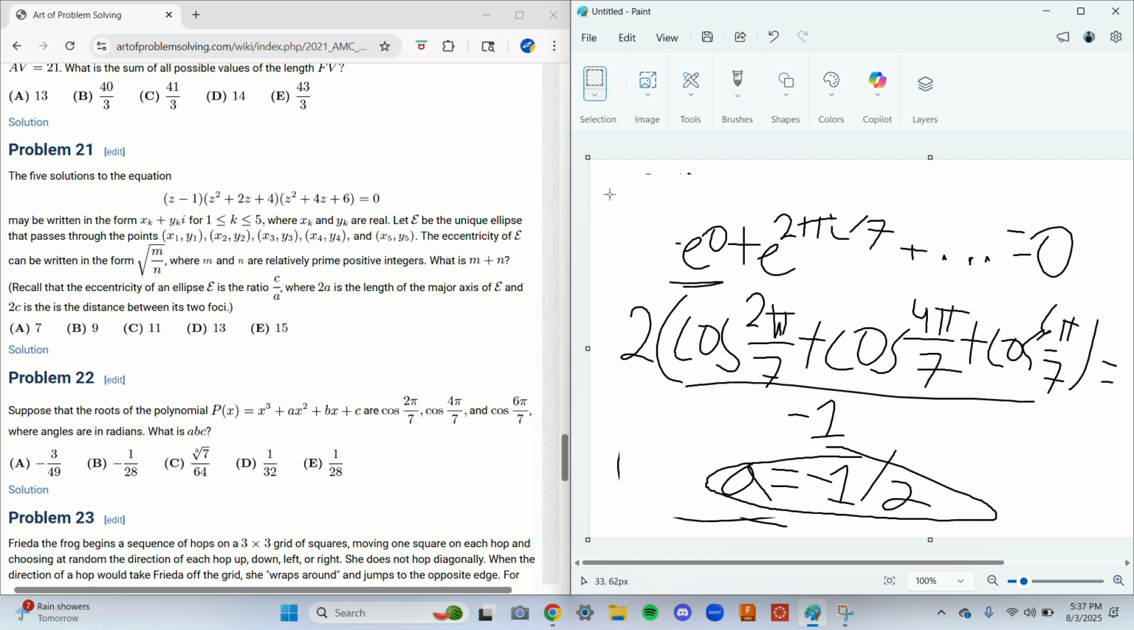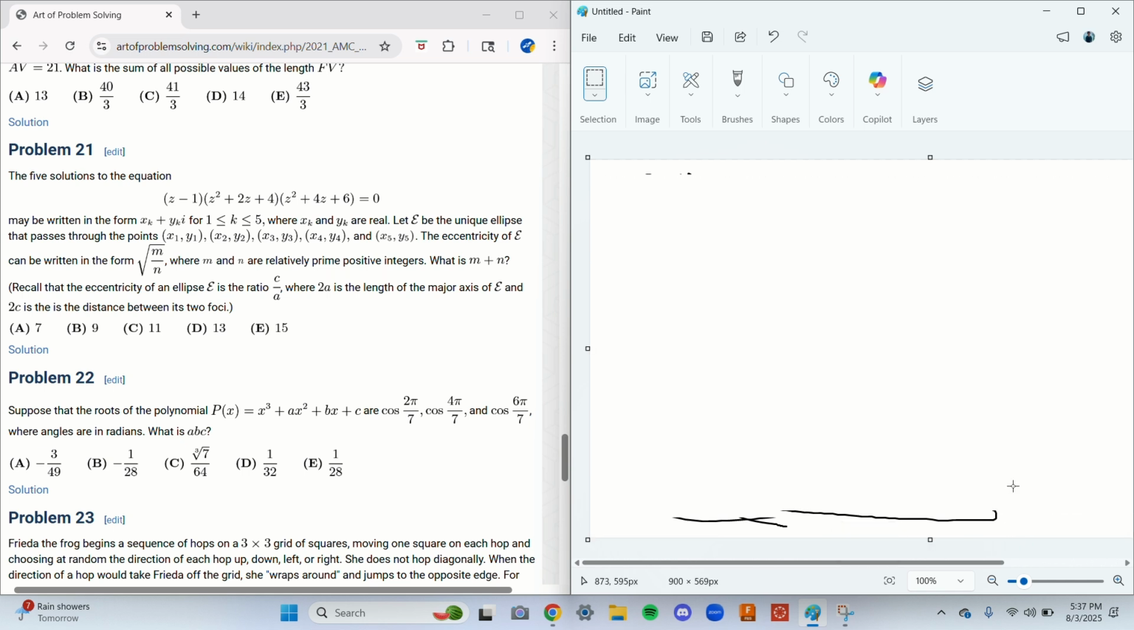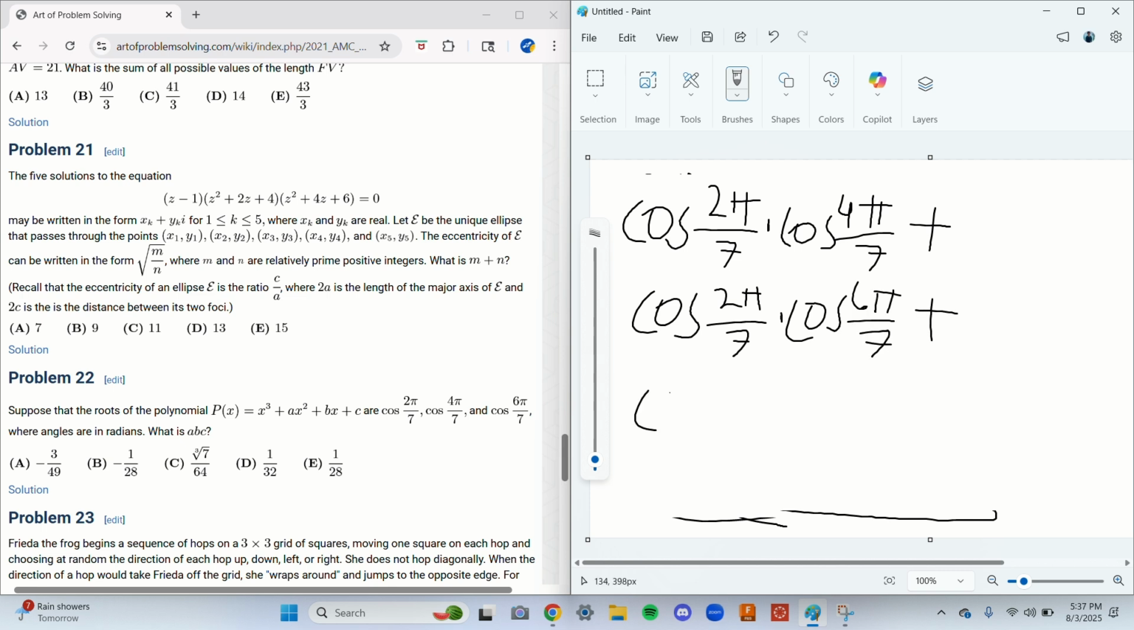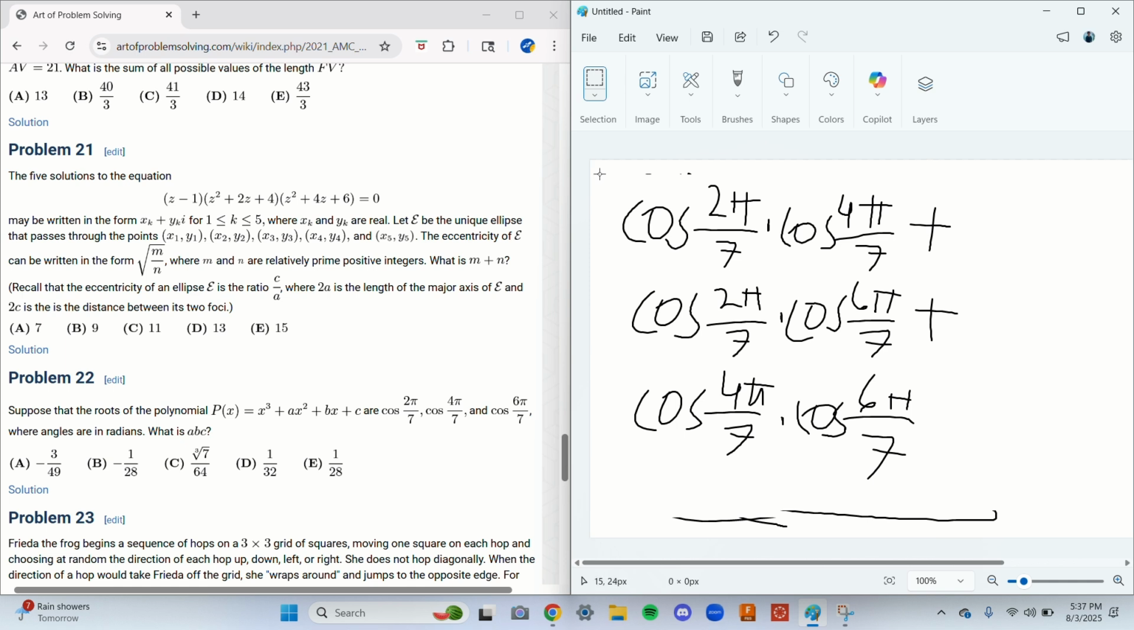Okay, so now comes the hardest part, which is b. So b is just going to be the products of pairs. So this is b, right? Cosine 2 pi over 7 times cosine of 4 pi over 7, plus cosine 2 pi over 7 times cosine 6 pi over 7, plus cosine 4 pi over 7 times cosine 6 pi over 7. Again, we're not going to directly calculate this because it would be way too long. And there's actually a much smarter way to do this.